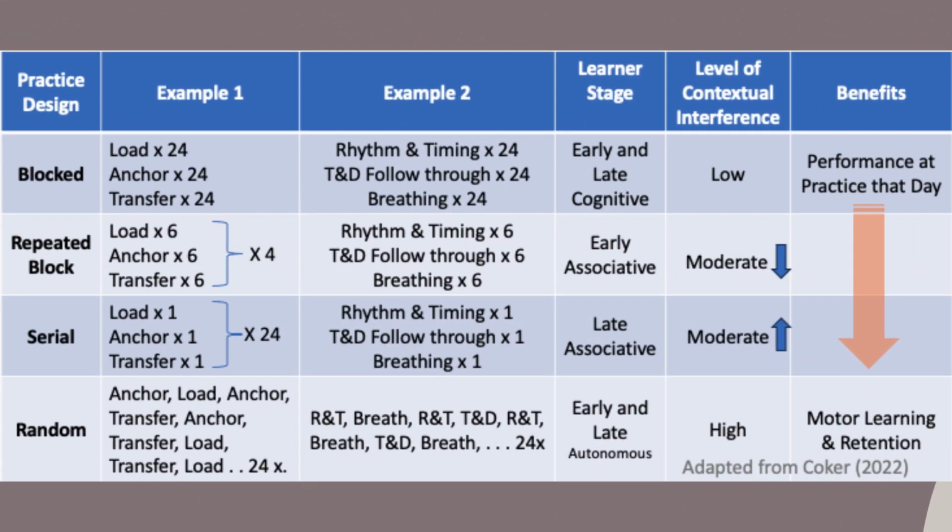So practice design. Let's discipline the eye over the left-hand column labeled practice design: blocked, repeated block, serial, and random. And let's just look at example number 1. In blocked, the athlete is task switching between focal points infrequently. So in this case, every 24 arrows, the athlete task switches. The coach isn't telling the athlete to go focus on load for 24 arrows.